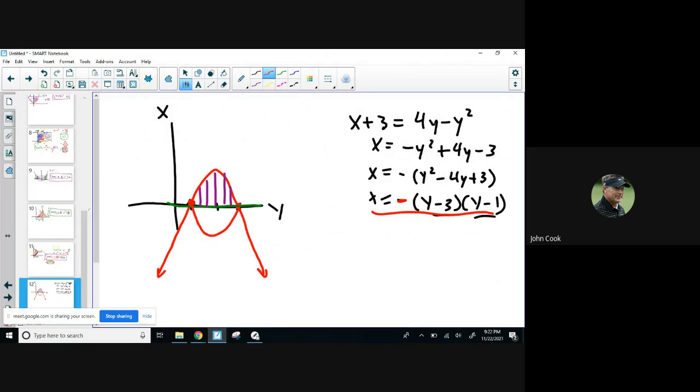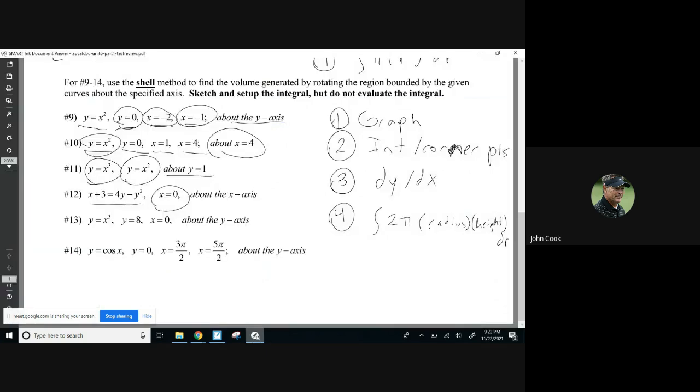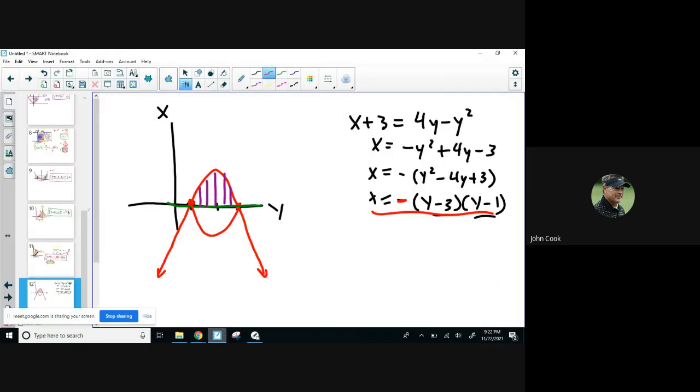There we go. Oh, wait, or is it? Do I have to do like the shell method for this one? Wait, was it around the y-axis or x-axis? Oh gosh, thank goodness it's around the x-axis. If it was around the y-axis, that would suck because it's symmetric. Okay, so there we go. There's our shape. And then around the x-axis, that's a lot easier.